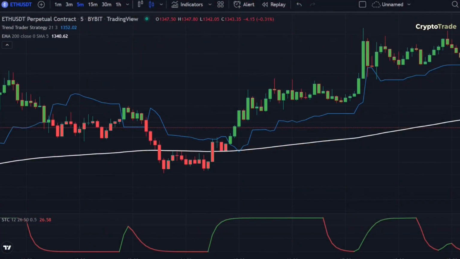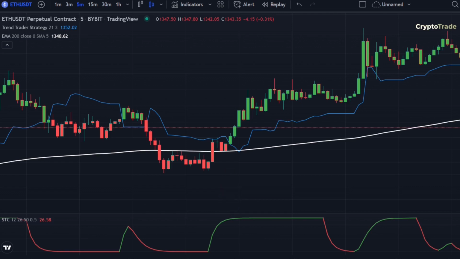To place a buy order, the candles must be above the EMA white line. Candles must change from red to green. The green candle must be above the Trend Trader Strategy blue line. The STC indicator must be green.